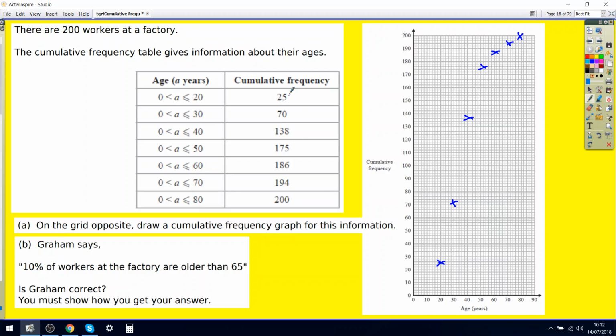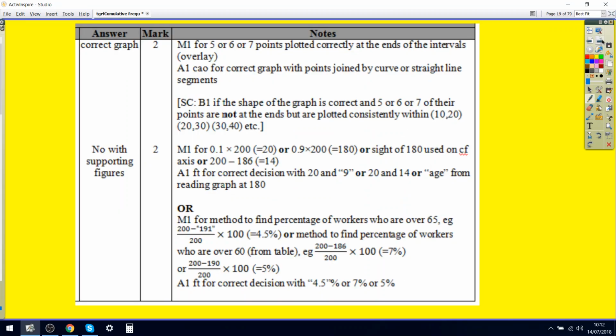Okay, and then the last thing you do is join these up. You can use a straight line or a curved line. A curved line is better, but a straight line is fine. Any questions there? No. I'll come back to that in a second. So I just want to say, plot correctly at the ends of the intervals. Yeah, the ends of the intervals.